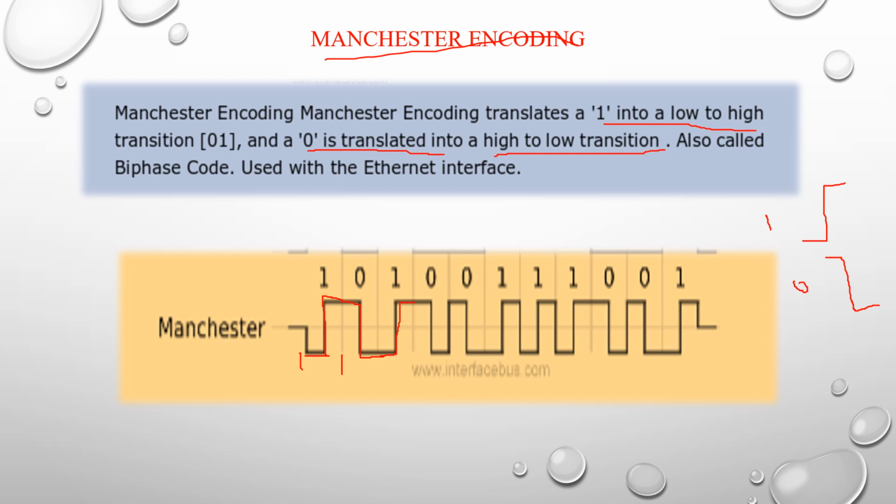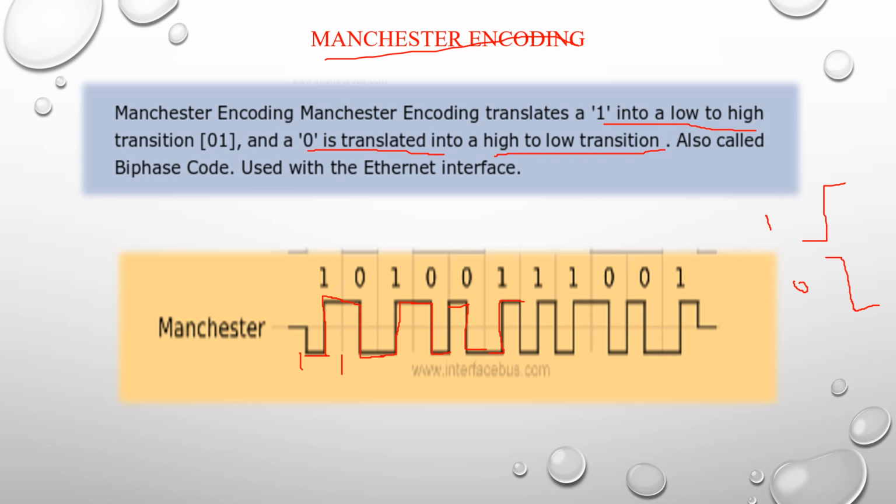The next bits are 0, 0. Half of the bit duration is high and another half is returned to low, and the next bit is 0. Half of the bit duration is high and another half is low. So the next bits are 1, 1, 1. So 1 is the bit value, initially it's negative voltage level and 50%, another 50% is positive voltage level.